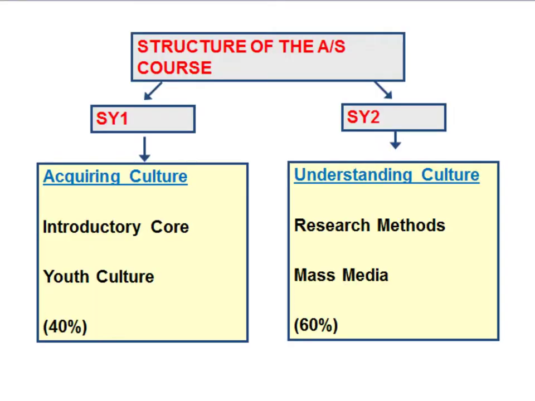But before we do that, let's just briefly remind ourselves of the structure of the A2 course. So in year one, remember, you did these two units. You did SY1, which was on the introductory core and youth culture, and then you did a summer exam on research methods and the mass media. And the marks that you've got from those two units, which give you a combined mark out of 200, make up 50% of your final A-level grade.